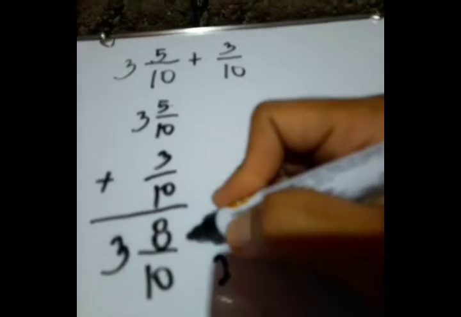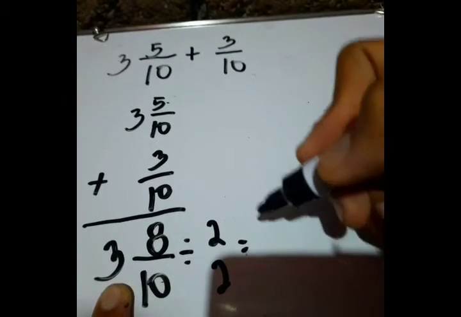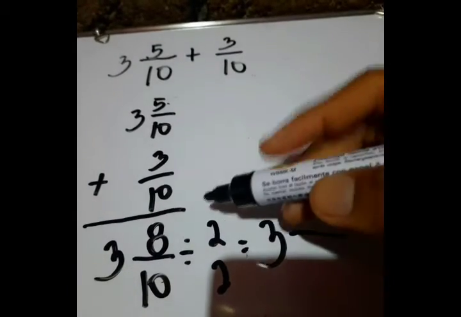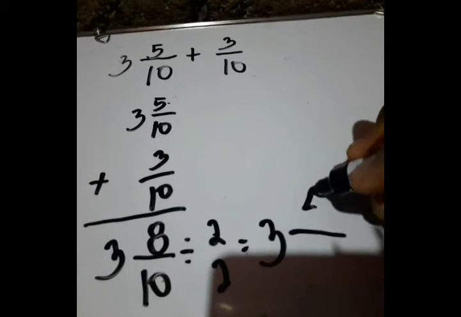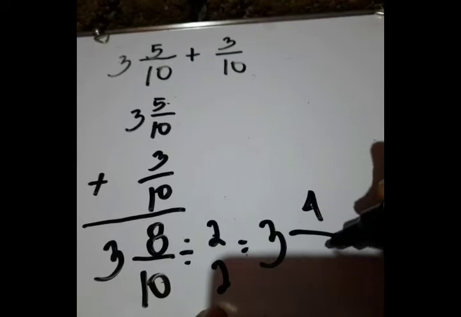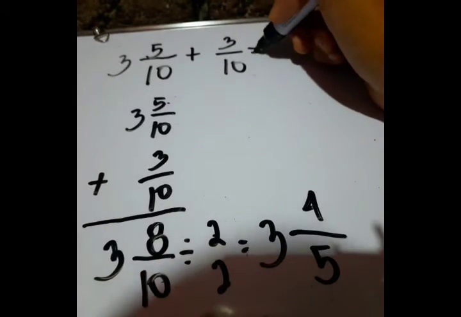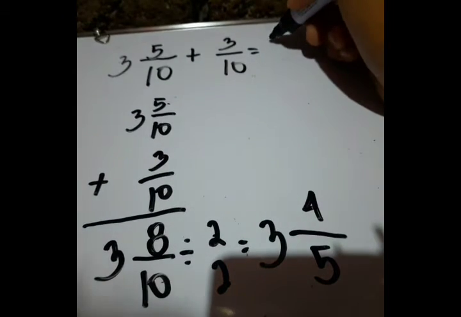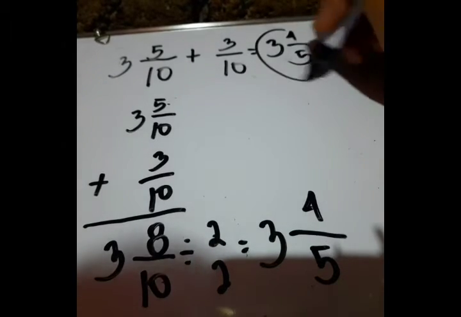So we will just copy the whole number. So we have 3, and then the fraction. 8 divided by 2 is equal to 4, and then 10 divided by 2 is equal to 5. So therefore, 3 and 5/10 plus 3/10 is equal to 3 and 4/5. There.